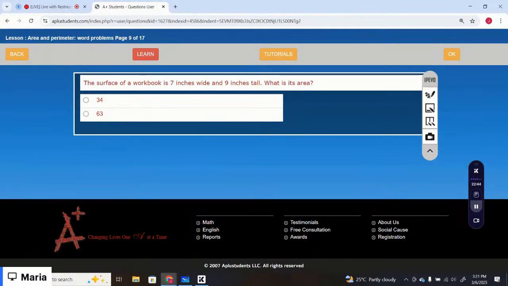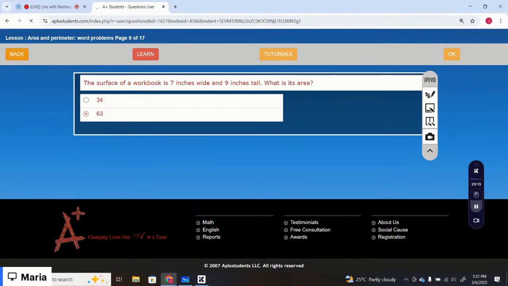The surface of a workbook is 7 inches wide and 9 inches tall. What is its area? That is 7 times 9 equals 63. Option number 2 is the correct option.